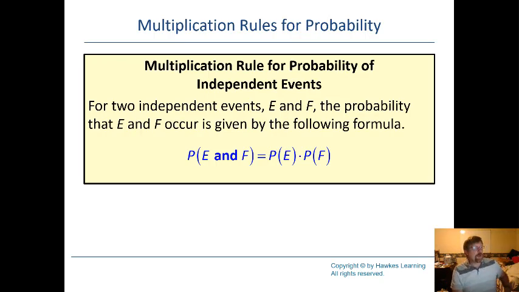Okay, if we have two independent events, E and F, the probability of E and F occurring is the product of the probability of E times the probability of F.